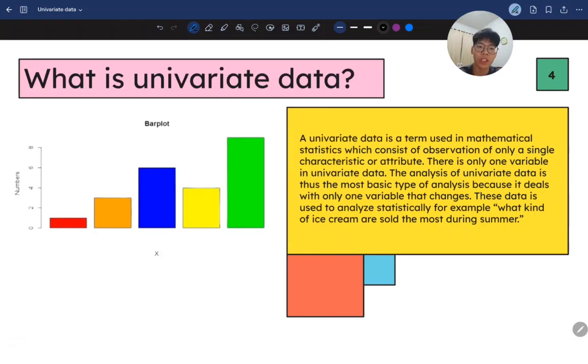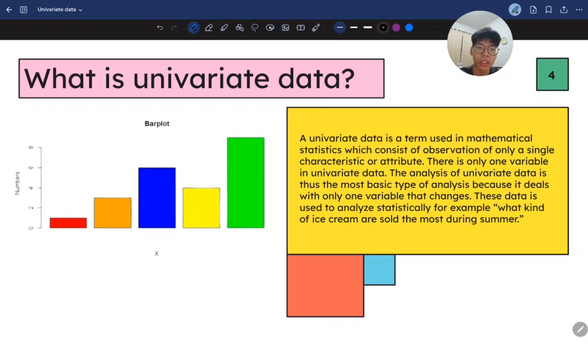Univariate data is a term used in mathematical statistics which consists of observation of only one single characteristic or attribute. There is only one variable in univariate data. The analysis of univariate data is therefore the most basic type of analysis because it deals with only one variable that changes. This data is used to analyze statistically, for example, what kind of ice cream is sold the most during this summer.